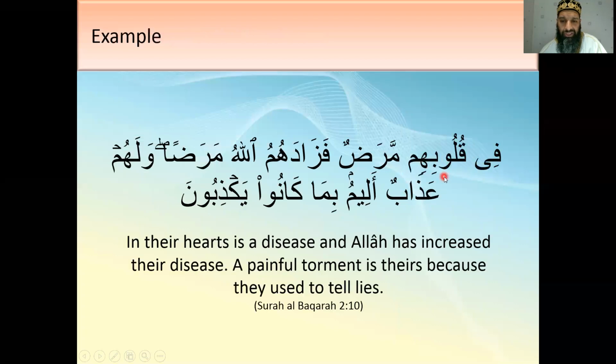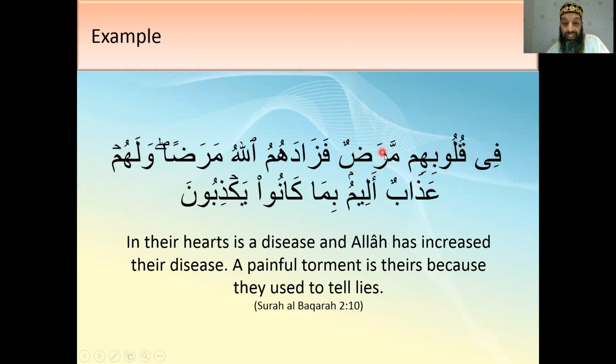So let's just look at this translation. Fi, in. Qulub is hearts. And him is their hearts. Remember him? So fi qulubihim, in their hearts. Maradun is disease. Even in Urdu we say mariz. Mariz is somebody who's got a disease, who's not well, who's got a problem. So mard is a disease. Maradun. So fi qulubihim, their hearts.